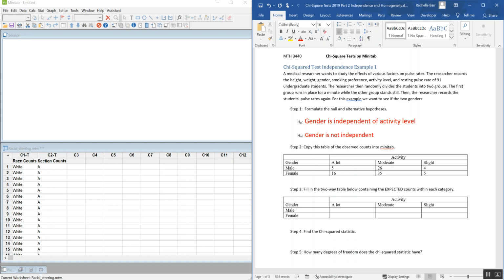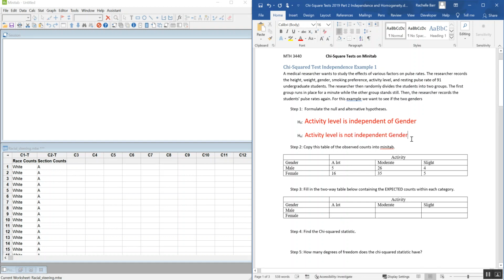Actually, that's phrased really poorly. I would think that activity level is independent of gender, so gender has no impact on it. I like the way that's phrased better. It really doesn't matter, but I think that makes more sense when you think about it. Boy, activity level is hard to spell. Is not independent of gender.